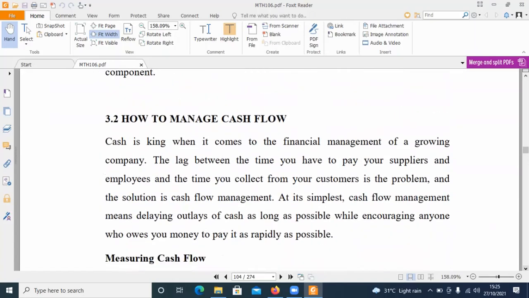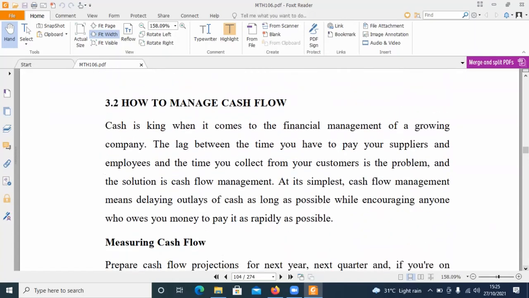Then another thing is how to manage the cash flow. Cash is king when it comes to financial management of a growing company. The lag between the time you have to pay your supply and employees and the time you collect from your customer is the problem. And the solution is cash flow management. At its simplest, cash flow management means delaying outlays of cash as long as possible, while encouraging anyone who owes you money to pay it as rapidly as possible.